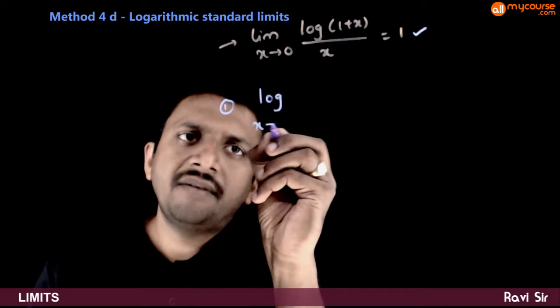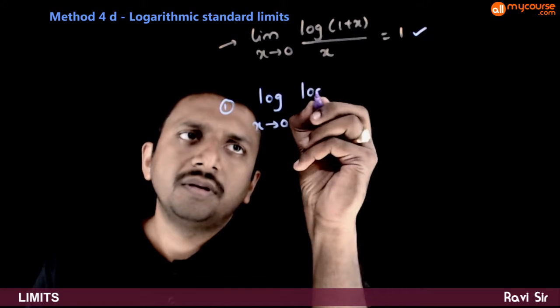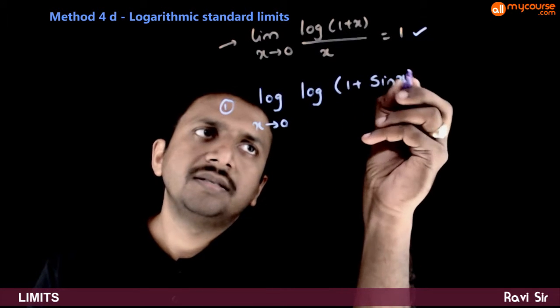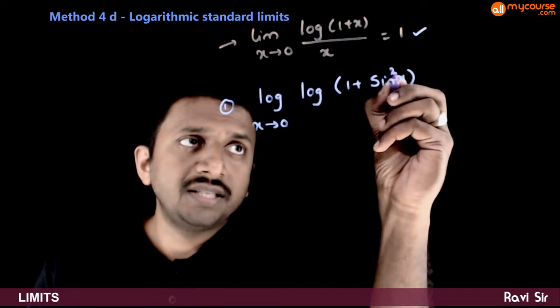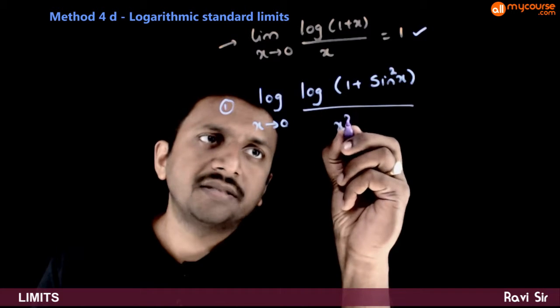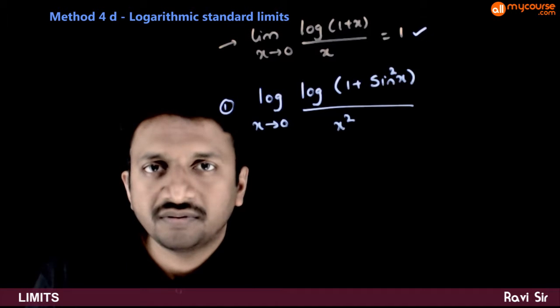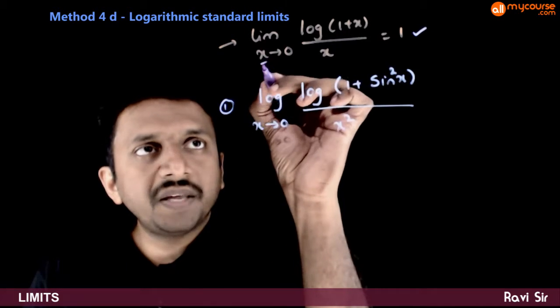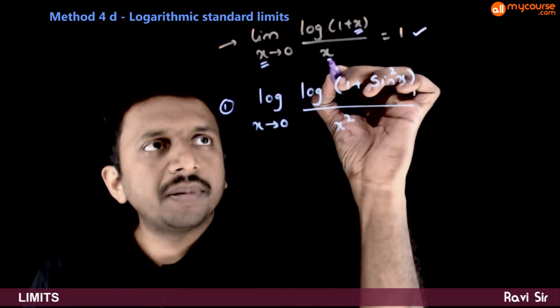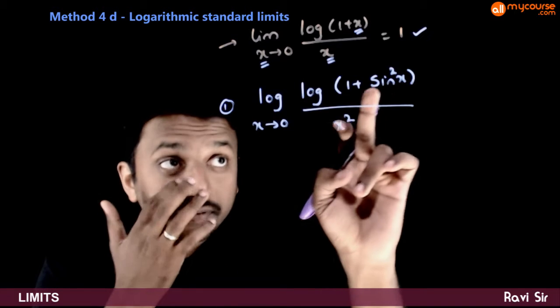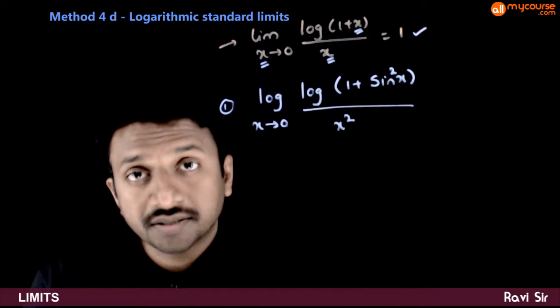So for example, you have limit x tends to 0, log(1 plus sin x or sin square x) by x square. So if you are asked to find this limit, what is the standard limit? Something tends to 0, log(1 plus something) by the same thing is equal to 1. Here you have sin square x within log x.